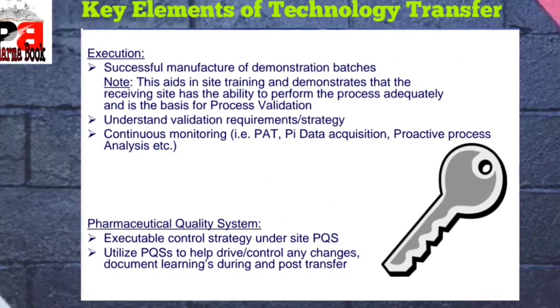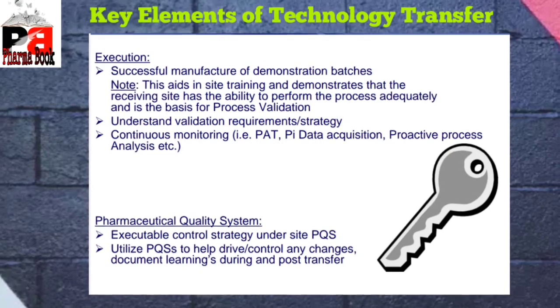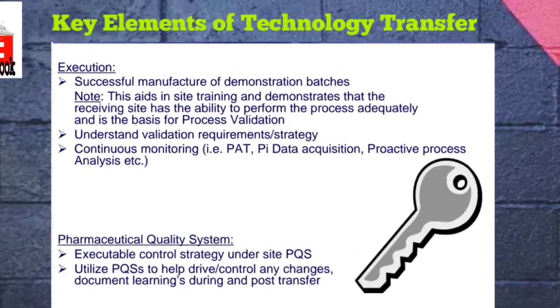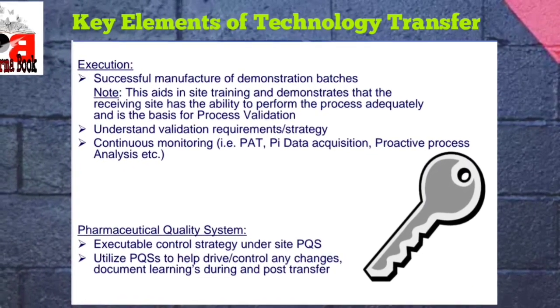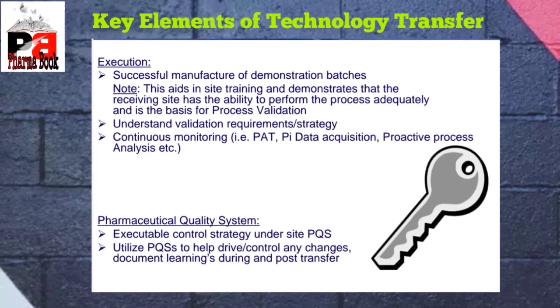Number 4, execution. In the execution, understand the validation requirements and continuously verify the process for improvement. Number 5, pharmaceutical quality system. In that, control strategies are applied for continuous improvement.